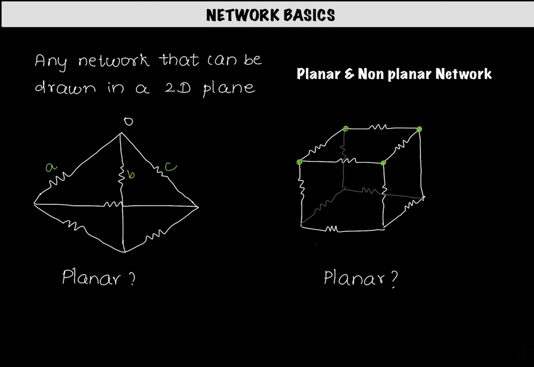The last topic that we are going to look at today is the planar and non-planar network. So basically any network that can be drawn in 2D is termed as a planar network. If we cannot draw it in 2D, then it is termed as a non-planar network. The point is, the analysis that we are going to look at is only for planar networks. The theorems and techniques that we are going to look at are not applicable for non-planar networks, and are only applicable for planar networks.